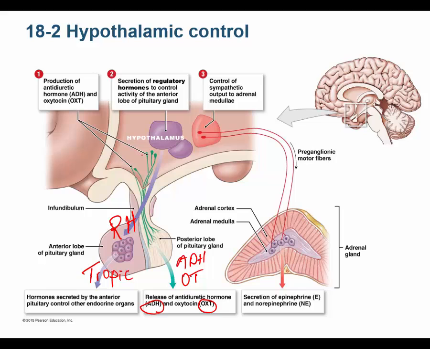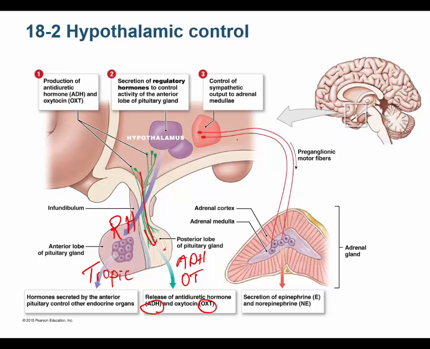Who makes them? Hypothalamus. Hypothalamus makes antidiuretic hormone and oxytocin, but they're stored in the posterior pituitary. And then when the hypothalamus wants the posterior pituitary to release them, it sends a nervous signal down here and says release them. And then they're released and they go do their job. We'll talk about their job as we come up to it.